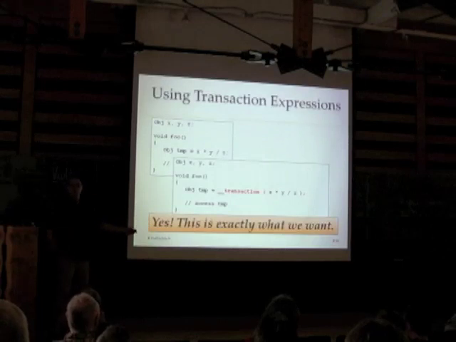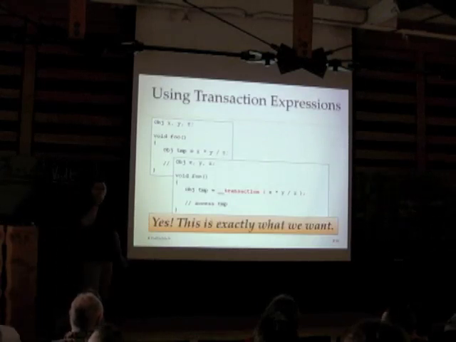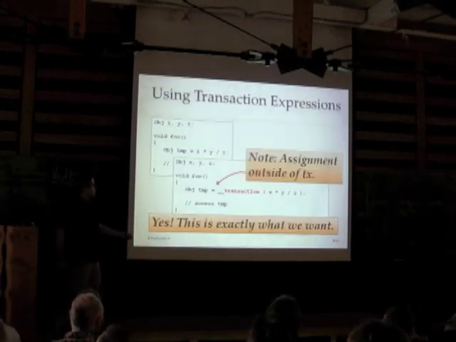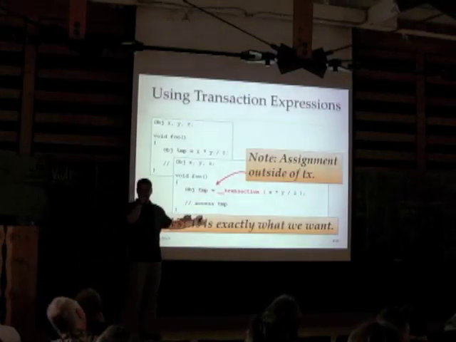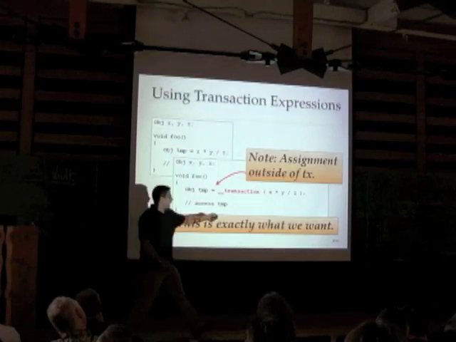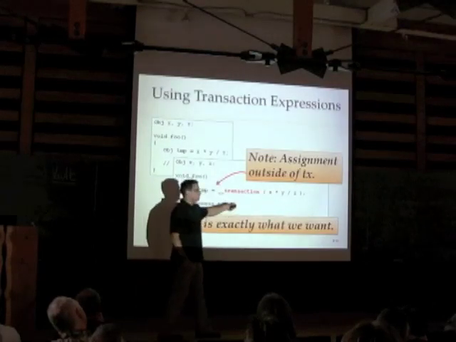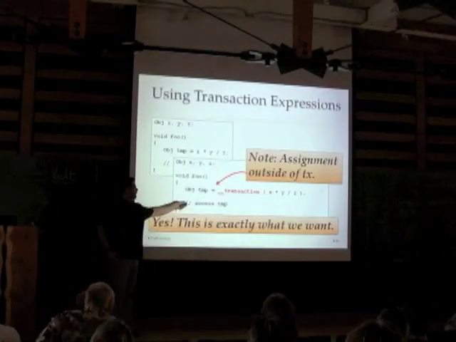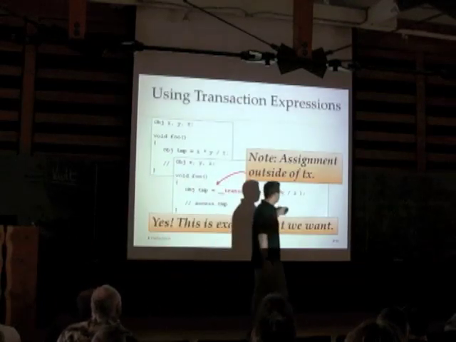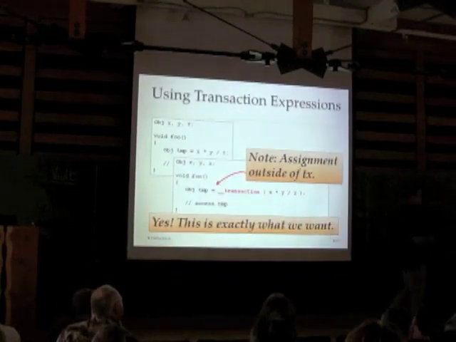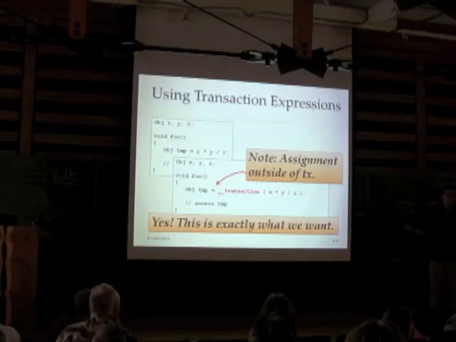So this is exactly what we want. And let me just show this one quick thing, and then we'll get to your question. Notice that the assignment is done outside of the transaction. And this is really key, because all we really care about is the access to the shared variables. The actual assignment to this temporary is outside of the access to the shared variables, so we don't need that to be synchronized. So this is a nice performance optimization.